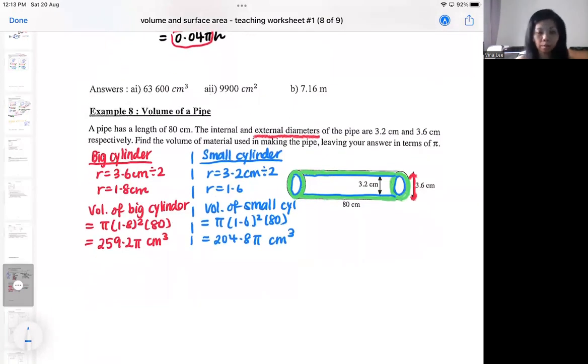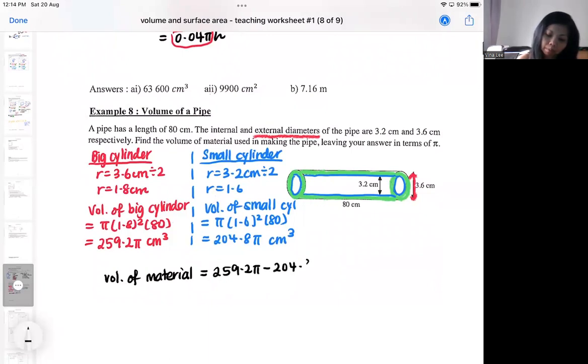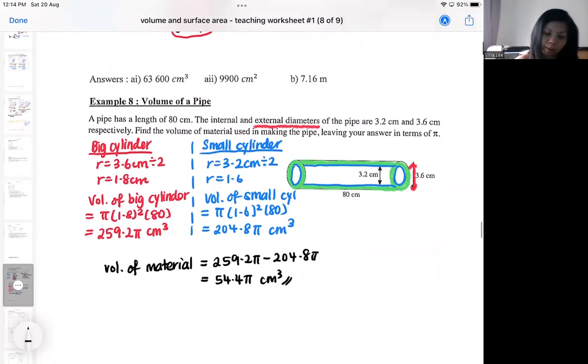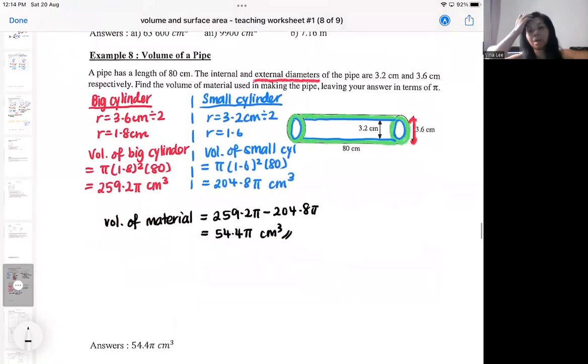So from here, I can find the volume of the material. How much material is used? The material is the volume that we're talking about. In this case, it should be the big cylinder minus the small cylinder. Leave your answer in terms of pi. You realize I didn't punch the pi out.